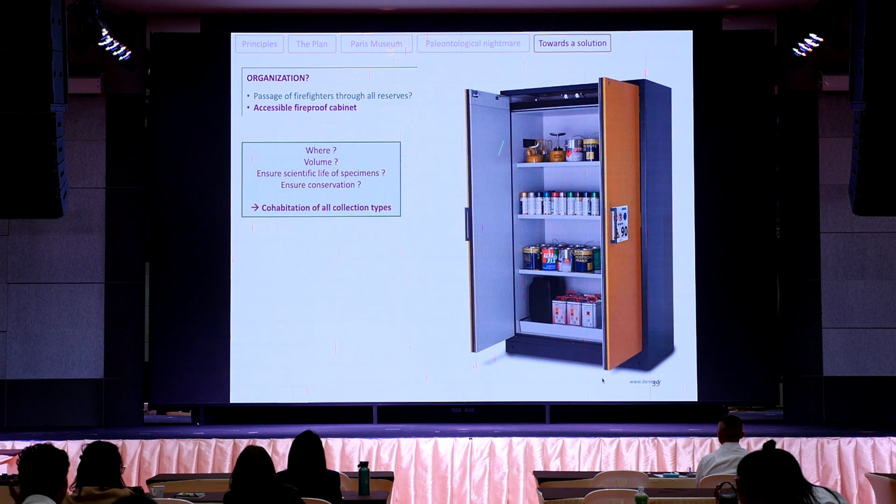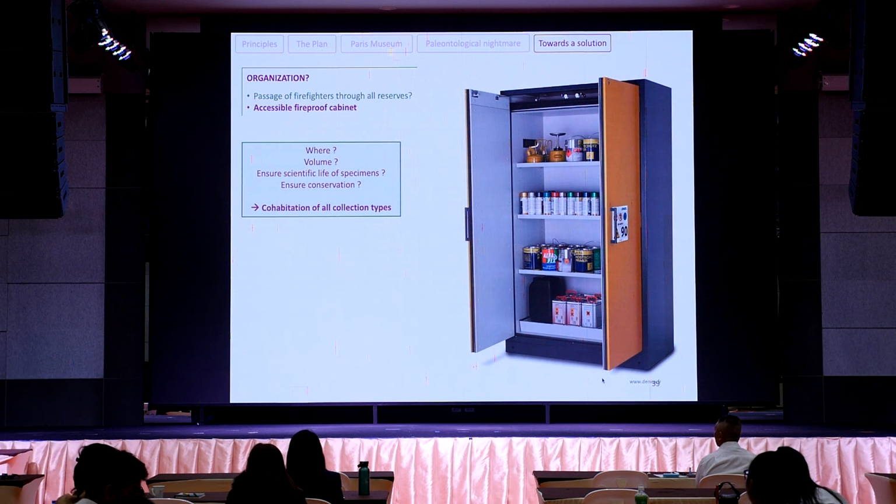And we have, again, to make sure that all the collections can live together in this small space. So it means that the reptiles, for instance, or the mammals, have to agree that all the space is not for them. And conversely, the invertebrates, all the space is not for them. So we have to live together in this very small space.